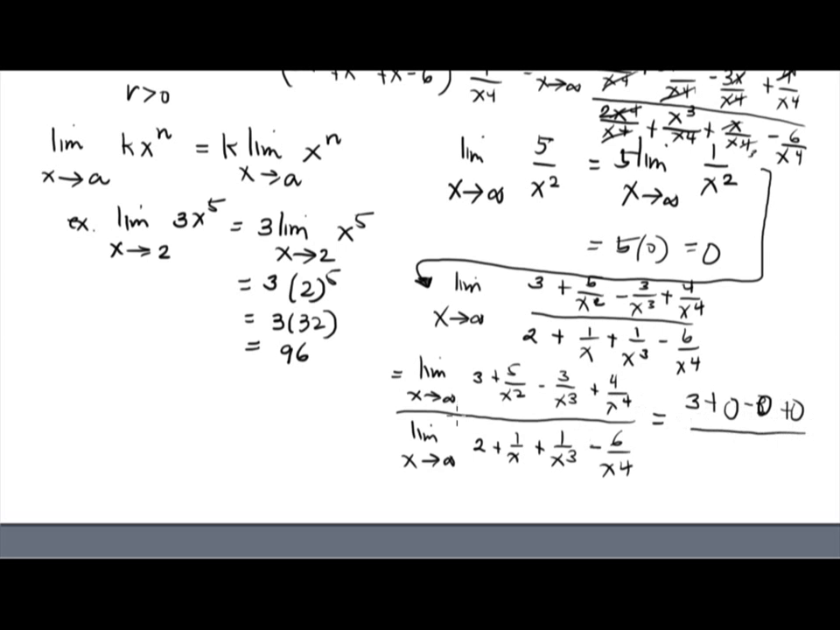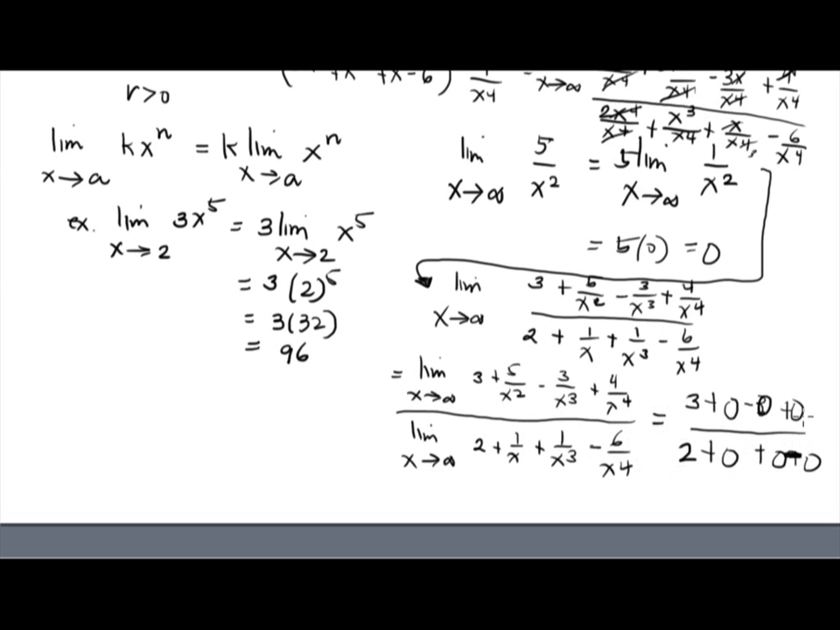Then all over, you apply the same thing. The limit of a constant number 2 will be the 2, and the rest here will become a 0. So plus 0 for 1 over x cubed, since that is 1 over x to the r, the limit is 0, minus 6 times the limit of 1 over x to the 4, which is also equal to 0, so minus 0.